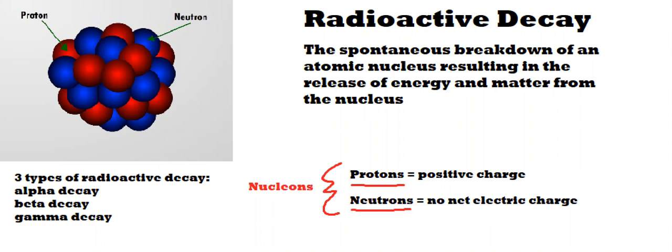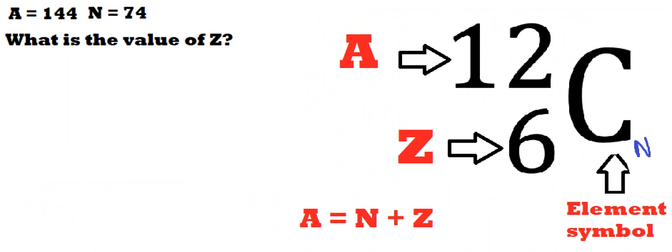There are three types of radioactive decay based on the type of particle that is being released from the nucleus: alpha decay, beta decay, and gamma decay, which we will discuss later in this presentation. For radioactive decay, we use the AZ notation, which is shown on the right side. The proton number of an element gives it its chemical properties, as well as the name of the element itself.